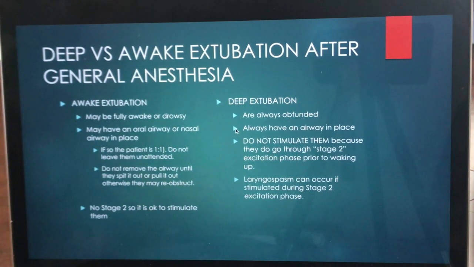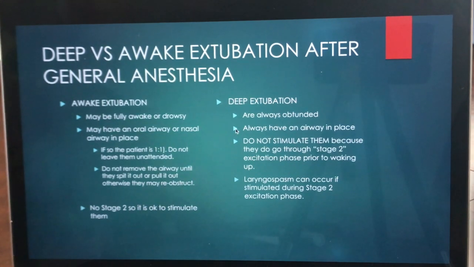If they come out with a nasal or oral airway in place, they are 1-to-1, so do not leave them unattended. And leave the nasal or oral airway in place until they try to remove it themselves. At times, we do choose to pull the airway instrument or endotracheal tube out, put an oral airway in, and bring the patient to you with a full anesthetic still in their system. This is called a deep extubation.